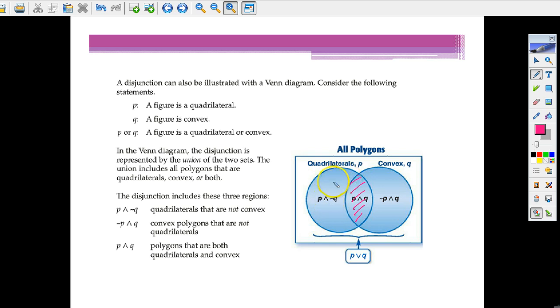Just the quadrilateral, it's P and not Q. So this part right here, just this area, this is just the P part that does not include any of the Q. And then the right side, this part right here, it's only the Q part and not P. It has nothing to do with the P part, so it's only the right side right here, not including the middle part. And that's what all of this is really saying right here.